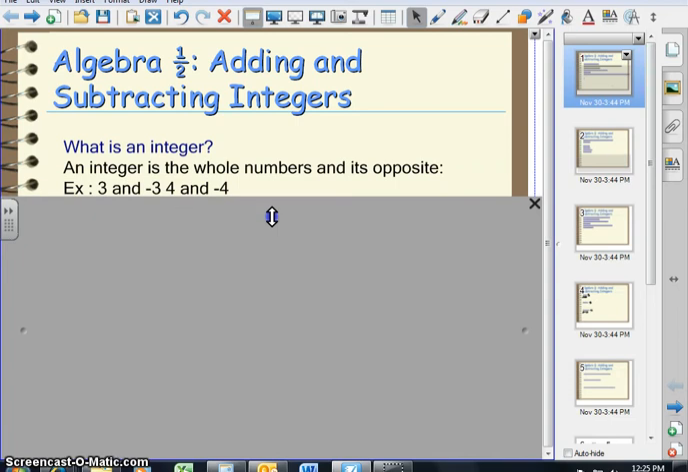So for example, the opposite of 3 is negative 3. The opposite of 4 is negative 4. The opposite of a million is a negative million.